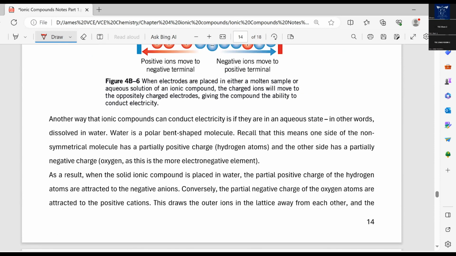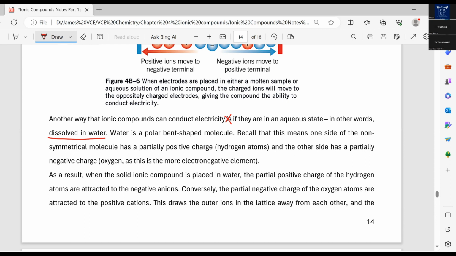Ionic compounds can also conduct electricity if they are in an aqueous state, in other words, dissolved in water. Water is a polar, bent-shaped molecule. We'll discuss this in more detail in 4C.